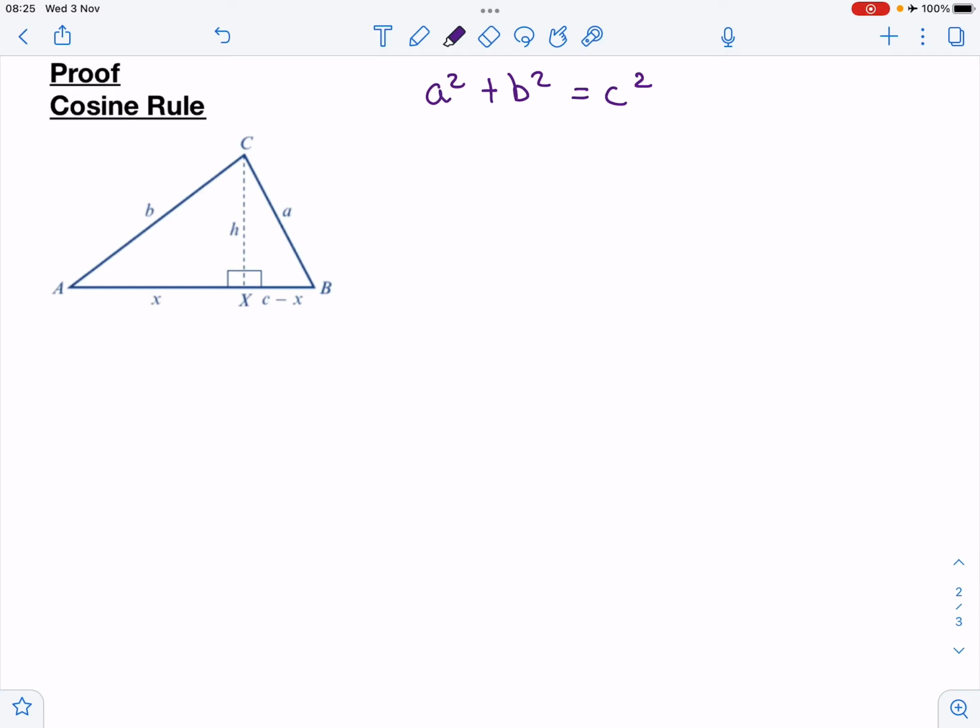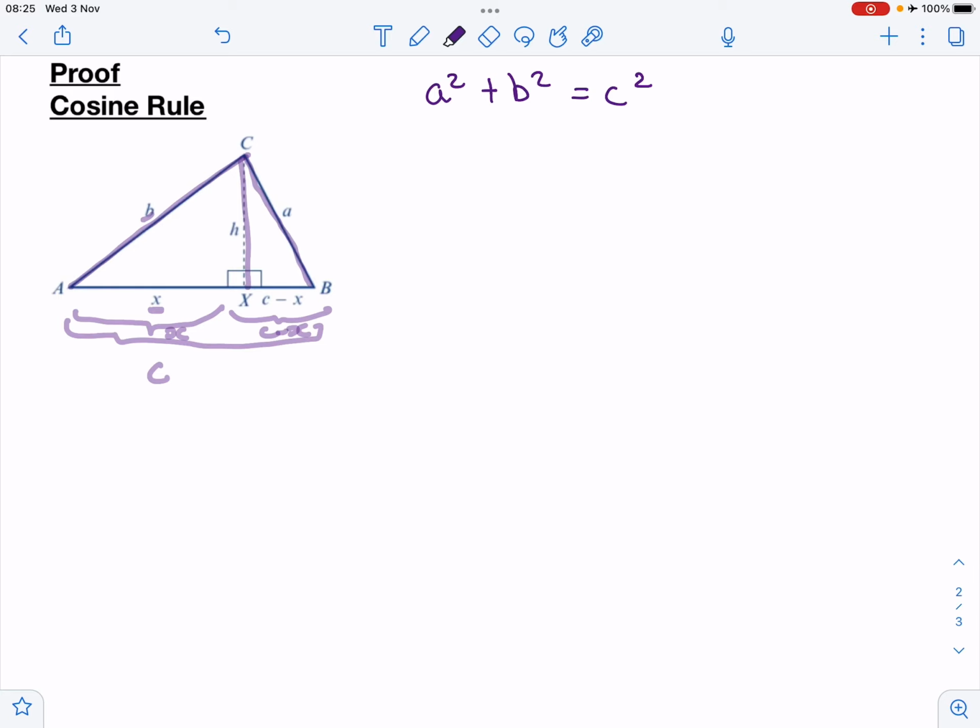Just before we start, this length here is B, this length here is A, and the total length here is C. Splitting into two triangles, we have this side, which is length X, and the remaining side would be C minus X. So if this is X, this must be C minus X, so they add up to C.